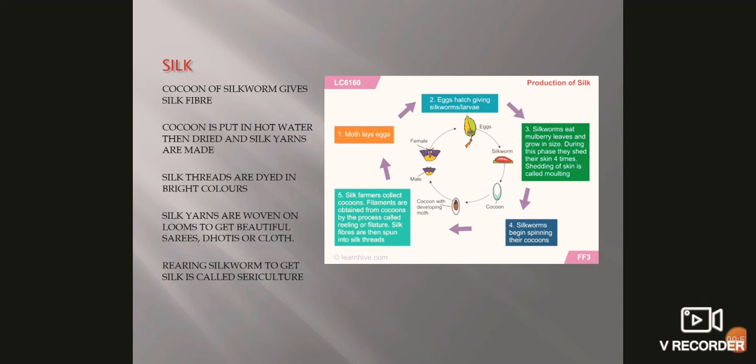The silk is white in color, but the silk fabrics that your mother wears, the silk saris that your mother wears, are of different colors. So how do we get it? Simple. It is dyed into bright colors. These silk yarns are then woven on looms to make beautiful silk saris, dhotis and cloths.